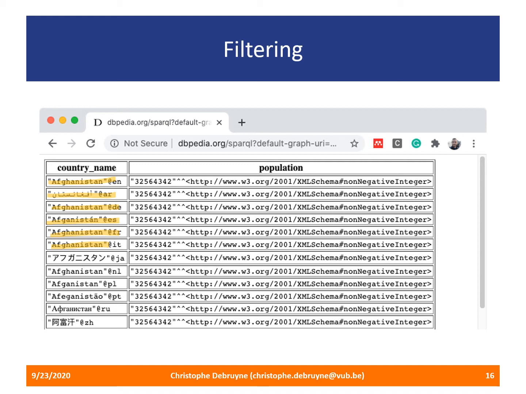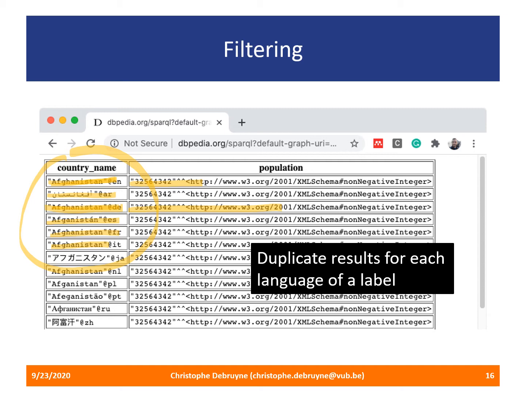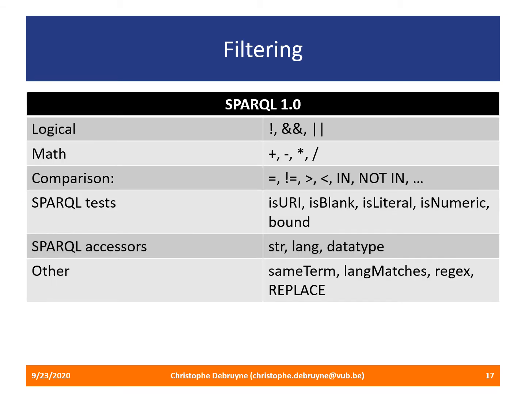Now, we cannot do a distinct here. Why? Well, we are selecting the country name. So the distinct will not work because Afghanistan in English is a different value from Afghanistan in German. So the results are distinct. How do we go about solving this? Well, let's say that we are only interested in English labels. So we need functions.